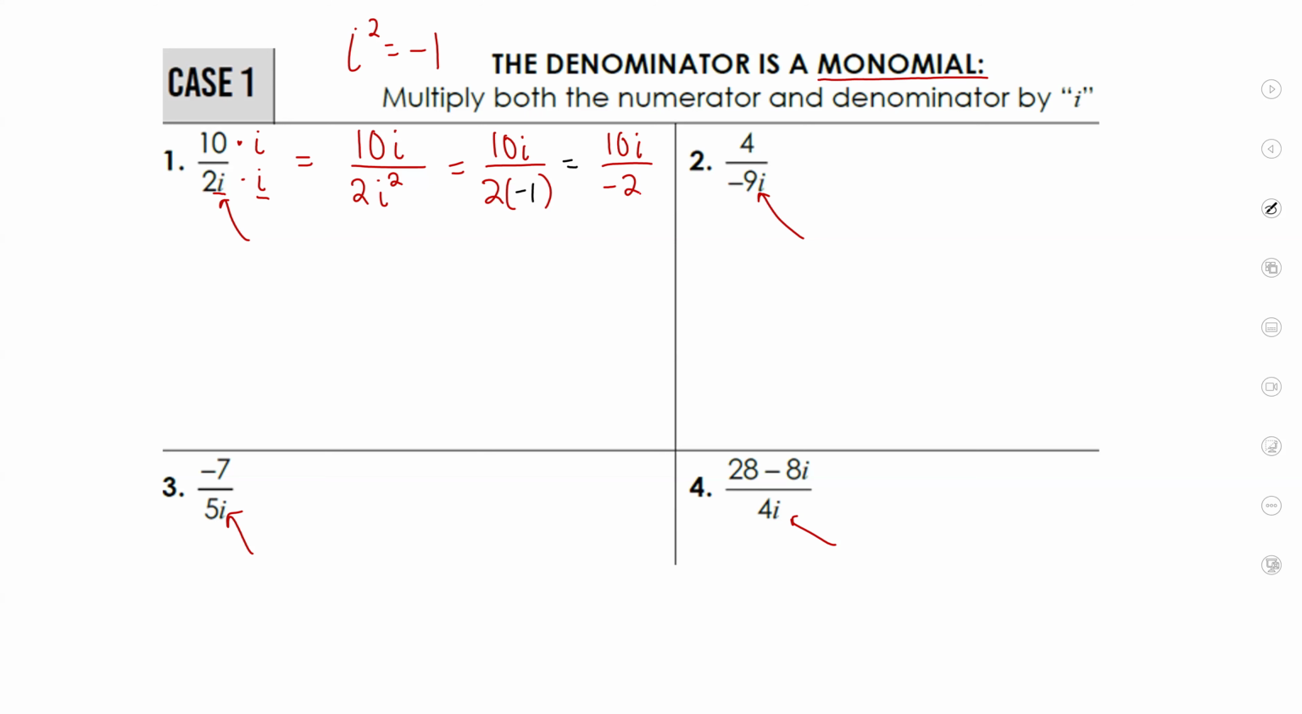Okay, so let's simplify this real quick. What is 10 divided by -2? So your answer is -5i.